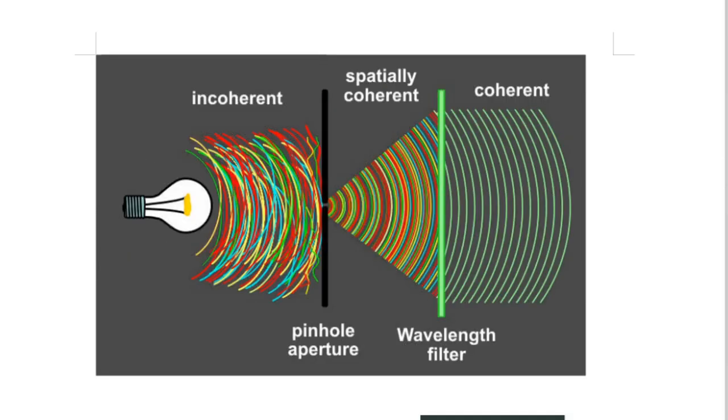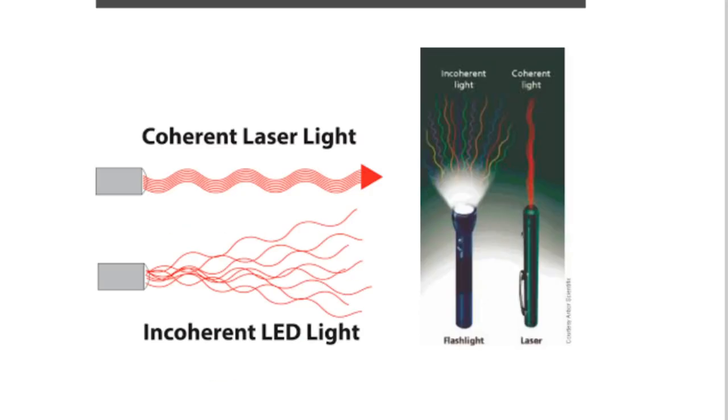Now here I just wanted to show the pictures of incoherent, ordinary light. Ordinary light means a bulb is having many wavelengths. See here, red color, blue color, green color, many wavelengths. Now if you put a pinhole aperture, you get different colors in a different pattern. And here there is a wavelength filter, and this wavelength filter will produce only one wavelength, means only one color, and that is why it is called coherent light. Coherent means highly monochromatic.